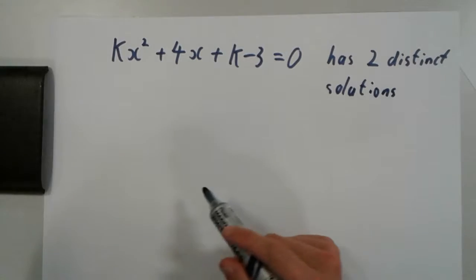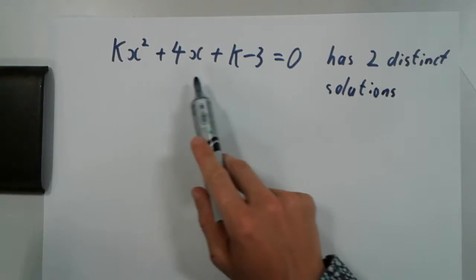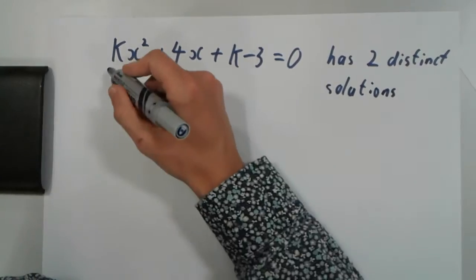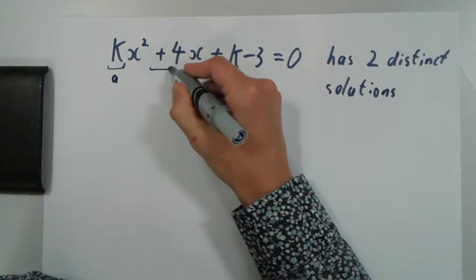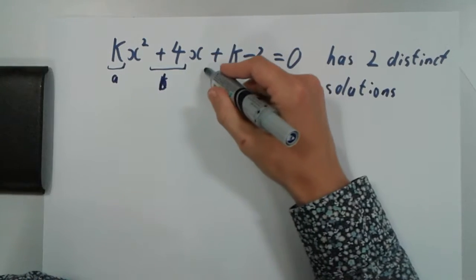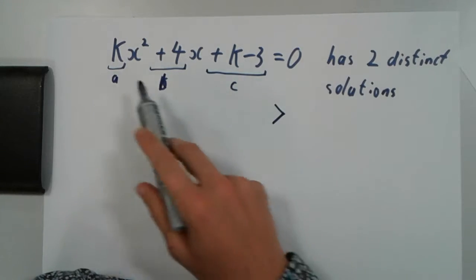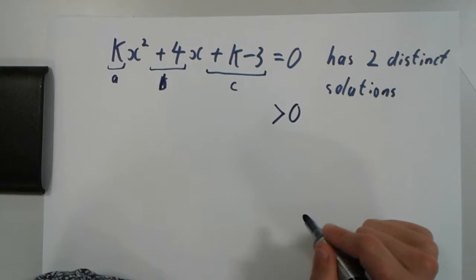Now we're going to see how we can use the discriminant to find the set of possible values of k for which this quadratic here has two distinct solutions. So what this is telling us is that there is some value, or some set of values, of the parameter k for which the discriminant of this quadratic equation will be greater than 0, as it has two distinct roots.